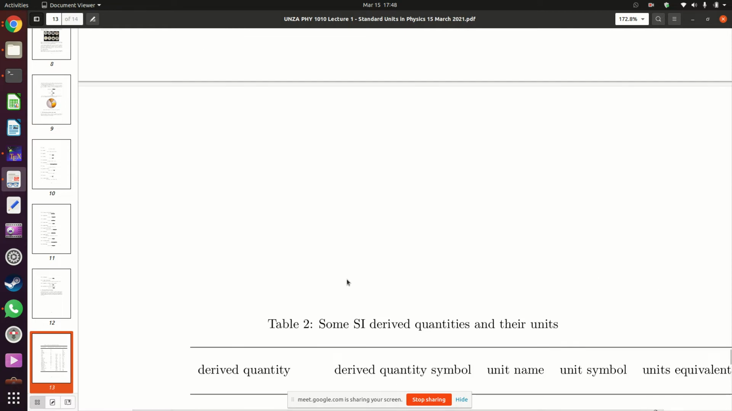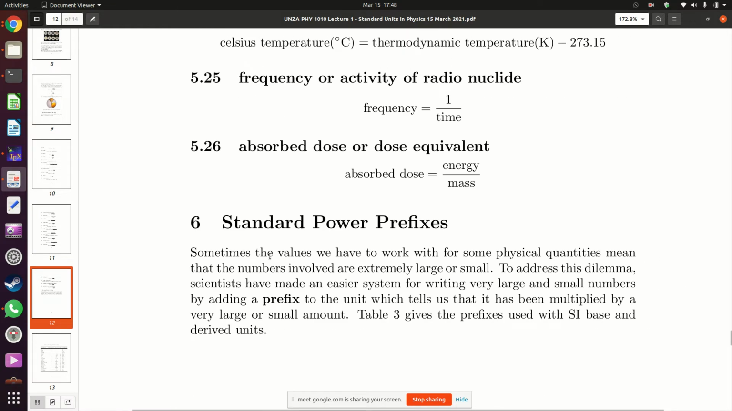Okay. The other thing we want to look at is something called standard power prefixes. Standard power prefixes are what we use in order to express very, very large physical quantities or very, very small physical quantities. For example, kilometer. A prefix is something you put in front of something. So in our case, we put these prefixes in front of the unit.